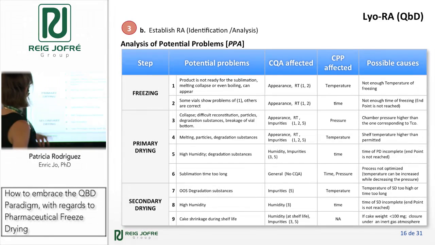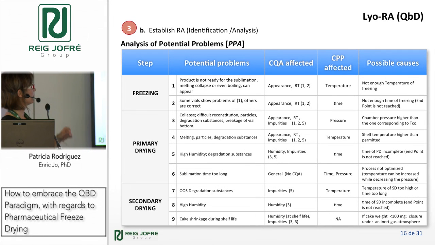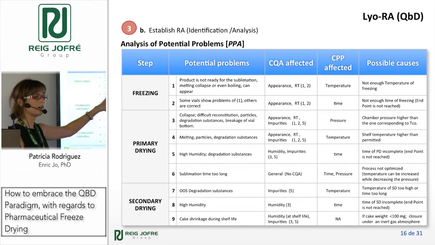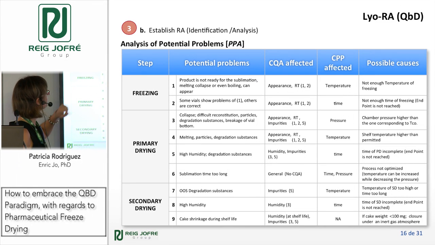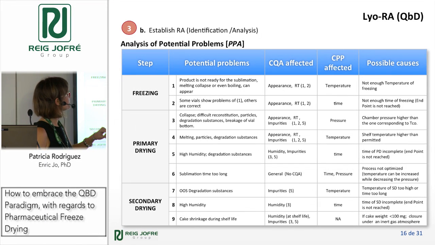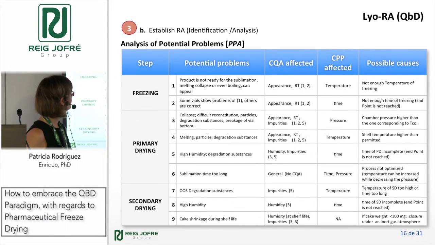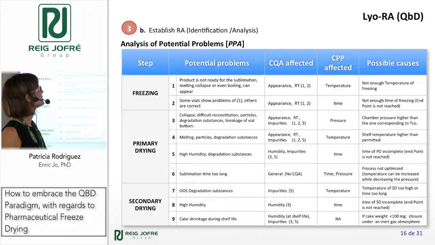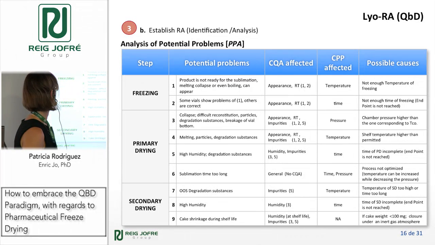So, this is another typical tool for the identification that gives us more detailed information. For instance, let's go to number one. Product is not ready for sublimation, melting, collapse, or even boiling can appear. The quality attribute affected is the appearance or reconstitution time. CPP affected is temperature, and the possible cause, not enough temperature for freezing.